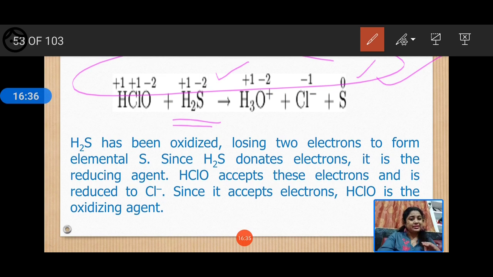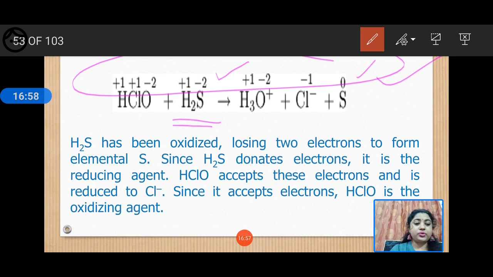Whenever the number is changing from minus to 0, we will say that oxidation number is increasing. From minus it is becoming positive, though it is 0, but it is becoming positive. So oxidation number is increasing. So H2S is being oxidized. Okay.